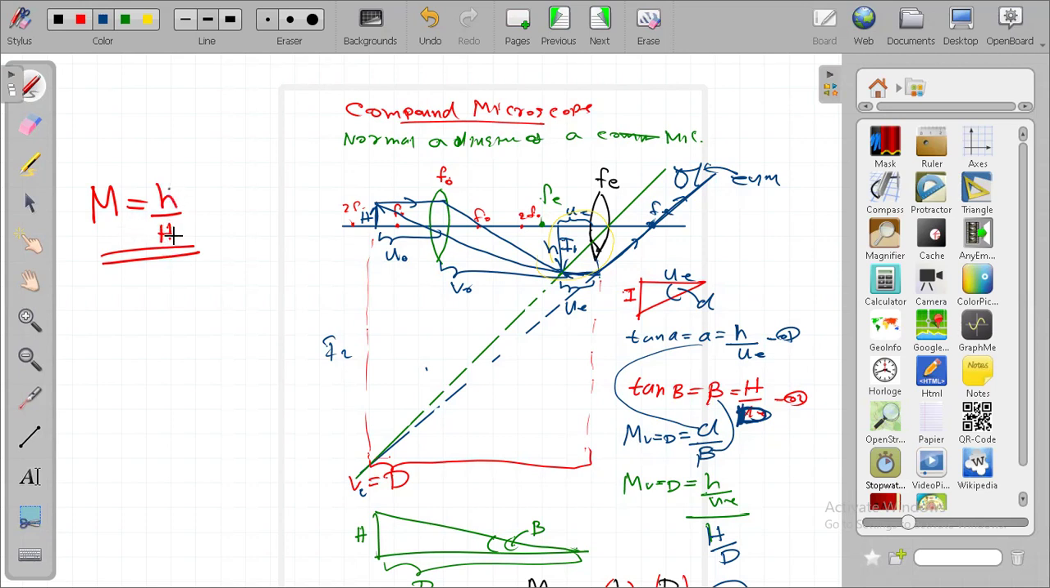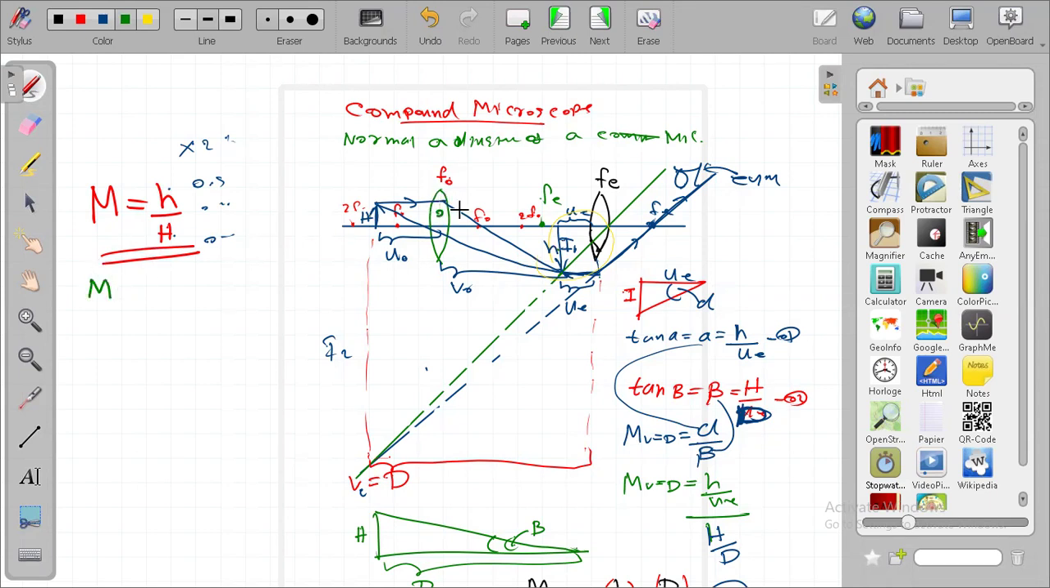Image height over object height. Sometimes you get bigger numbers like 2, 3, 5. Sometimes you get like 0.5, 0.2, 0.01, like that. Image height over object height, that means the magnification of this lens.